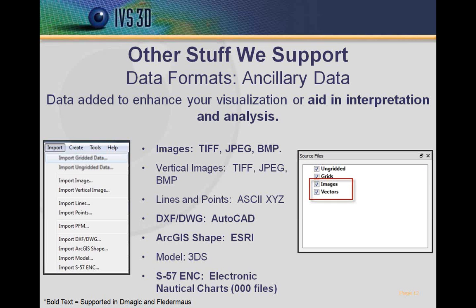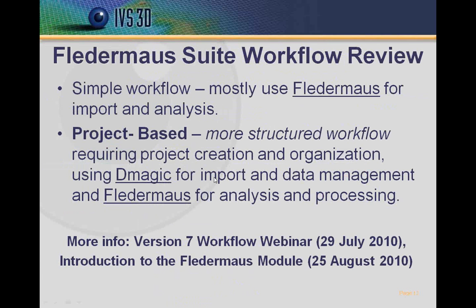So in DMagic you're most likely going to add imagery. You might add vectors like ENCs or DXFs. But you wouldn't add things like vertical images. You can't add things like vertical images into DMagic. And DMagic is not in 3D, so it wouldn't do you much good to add a vertical image. But you can bring in the supporting data into DMagic and into Fledermaus.